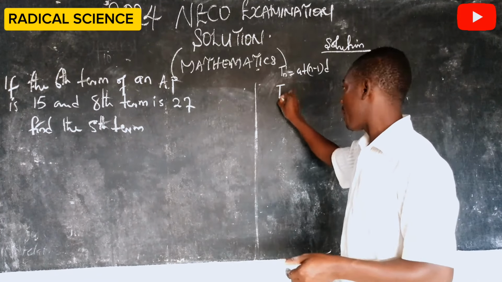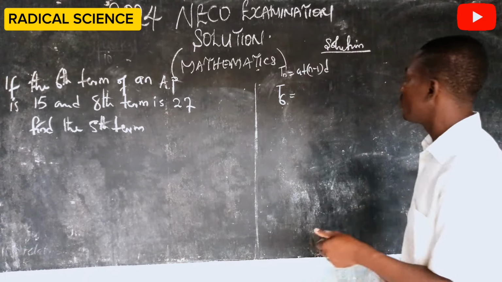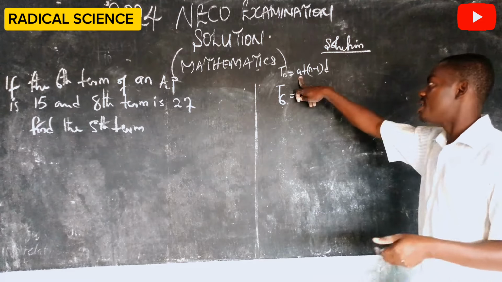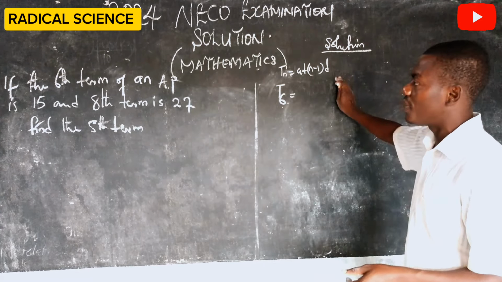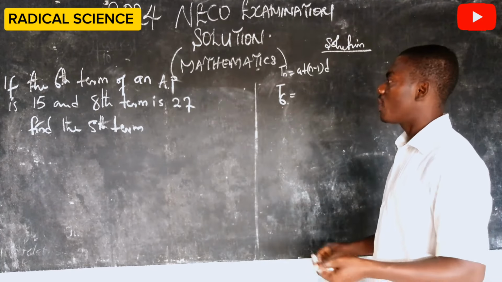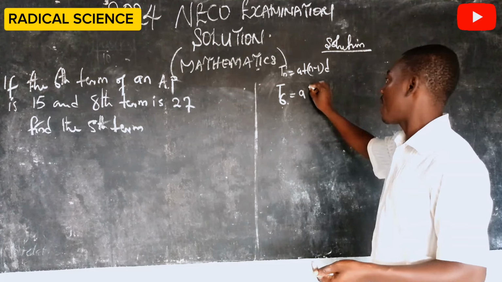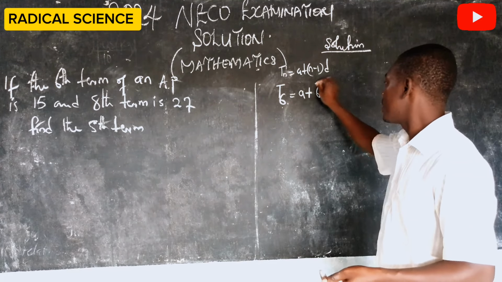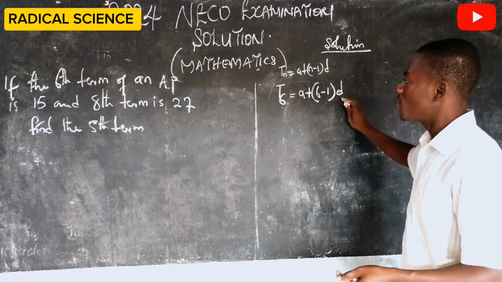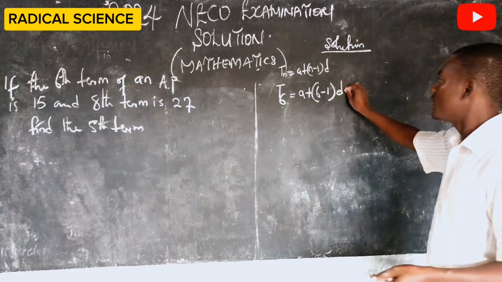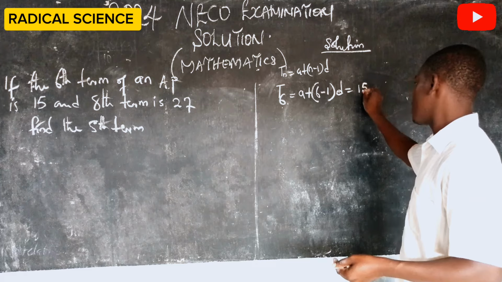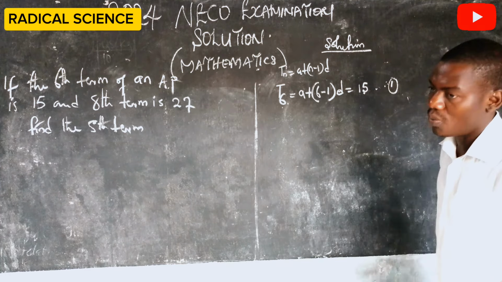The sixth term. You know very well that n is the number of terms, A is the first term and D is the common difference. They didn't give us the common difference or the first term, but rather the sixth term of an AP. The number of terms is 6. What they told us is that the sixth term of an AP is equal to 15. This will be our equation 1.